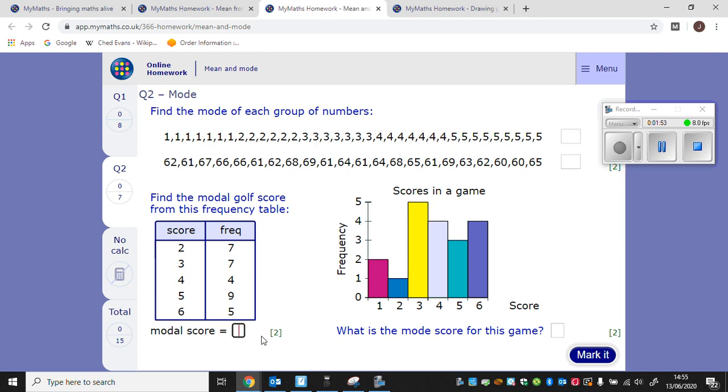Okay, so which of those has the biggest frequency? This one is clearly going to be 5. Okay, it appears 9 times. Here, the mode is 3 because it appears 5 times. All right, so that's the first homework page.